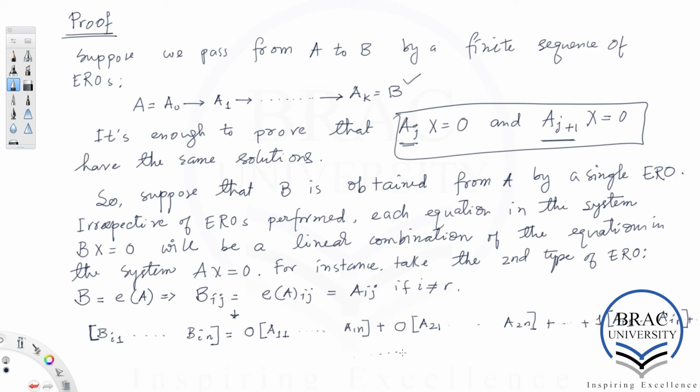plus, finally, 0 times the mth row of A, AM1 all the way up to AMN. Okay, so this is how you write the ith row of B as a linear combination of the various rows of A, whenever i is not equal to r.